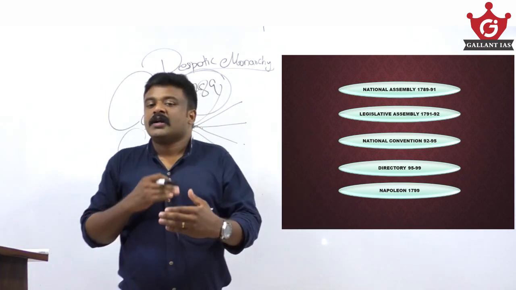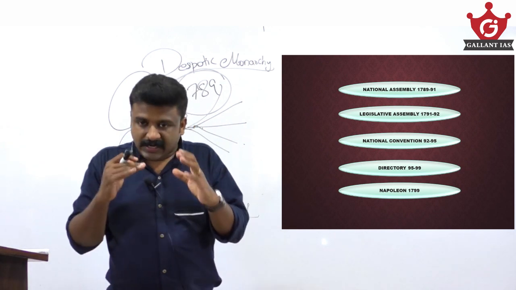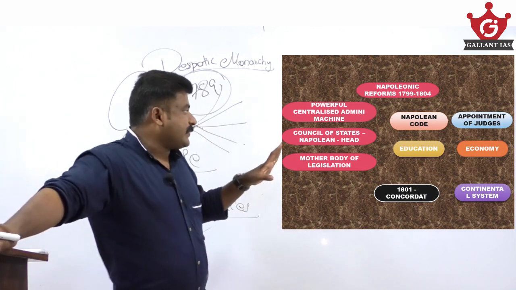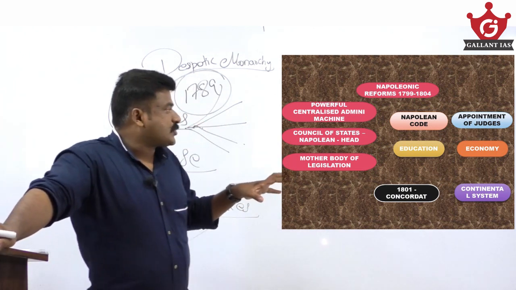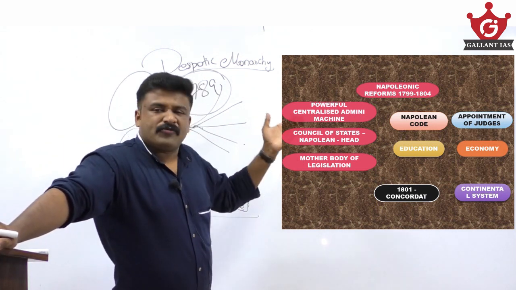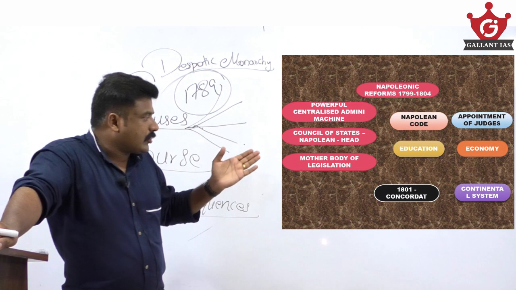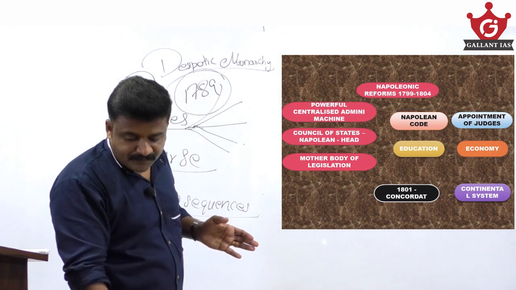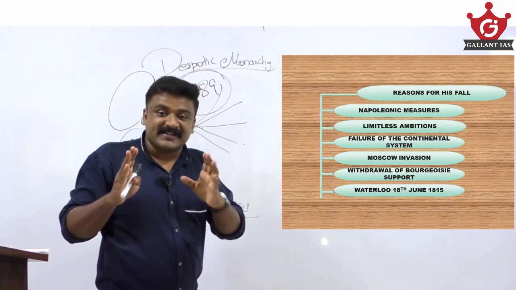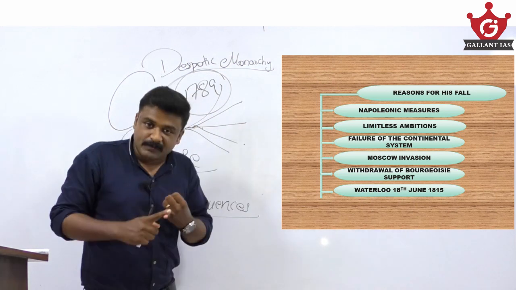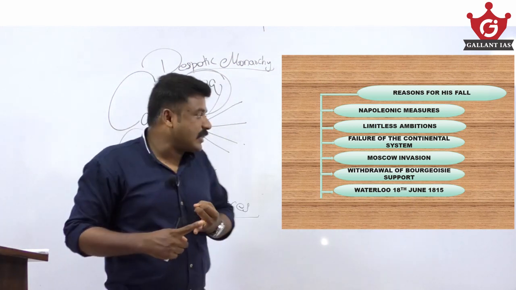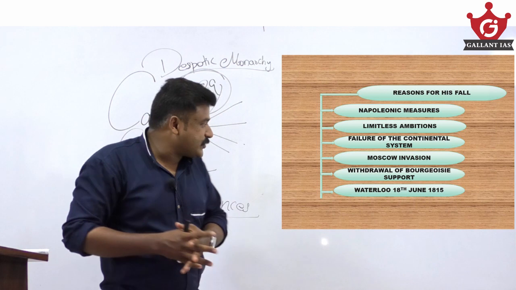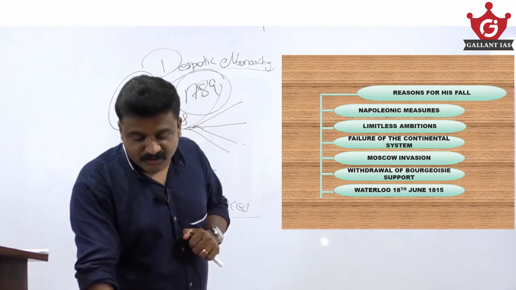These are the major events, the timeline of the French Revolution, just to follow this. Napoleon came into power and centralized the administration. The Napoleonic Code was introduced. Then of course lots of changes were introduced by Napoleon Bonaparte. The Concordat is there, the Continental System is there. Those things we discussed in our session. Now, the reasons for his failure I am not discussing in detail because we have done it in our class. Napoleonic measures including the Continental System, limitless ambitions, then the Moscow invasion, a wrong strategy, withdrawal of Russian support, and finally he was defeated in the Battle of Waterloo.